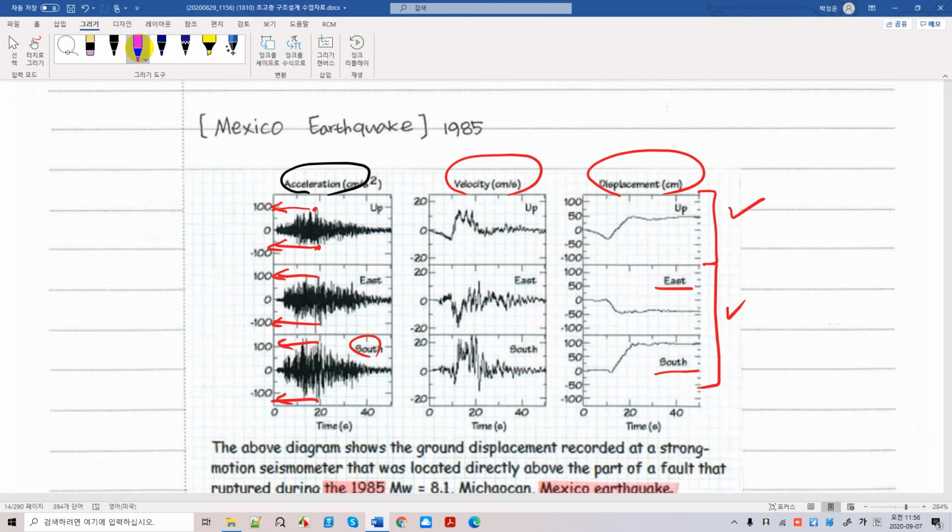Okay. And the second thing that we have to be very careful in watching these responses is to look at the natural period or frequencies. Then we can count how many cycles are going to be completed per second. That's called the frequency, and the inverse of it is called the period.